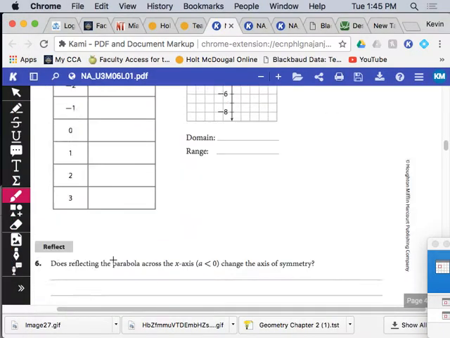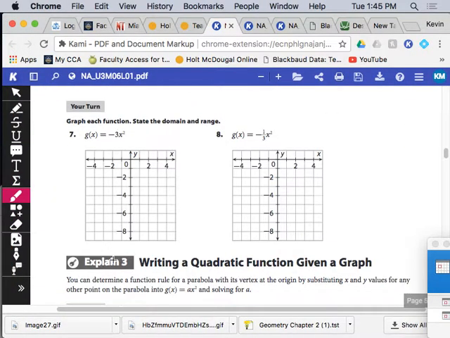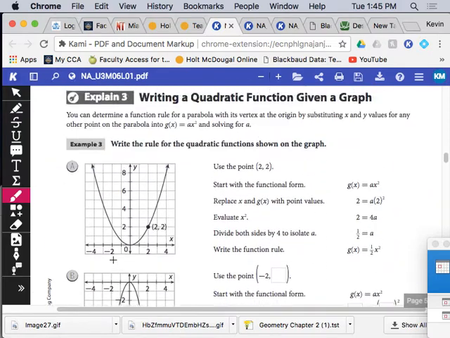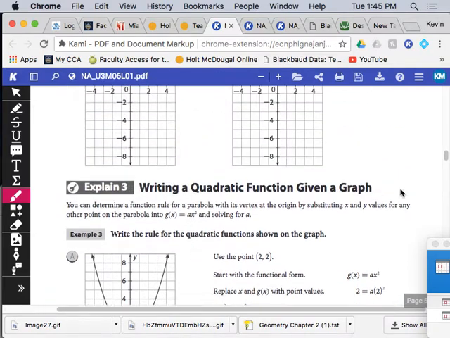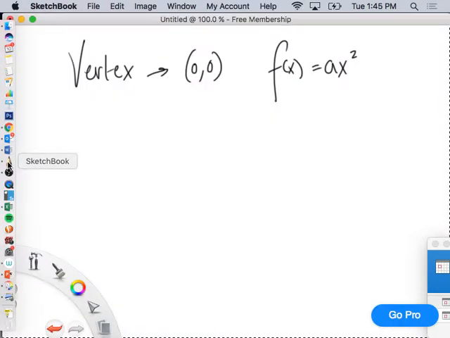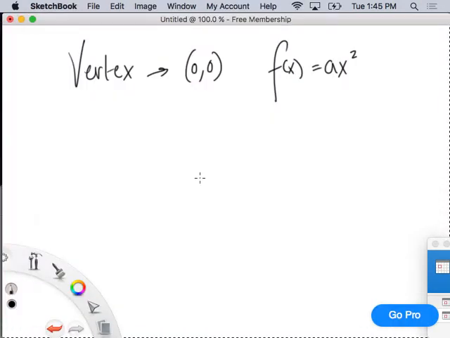And our next step starts on the next page here, 215, where we are now writing a quadratic function when given a graph. So before, we were given a function and we made the graph. Now we're given the graph and we need the function. Does that make sense?